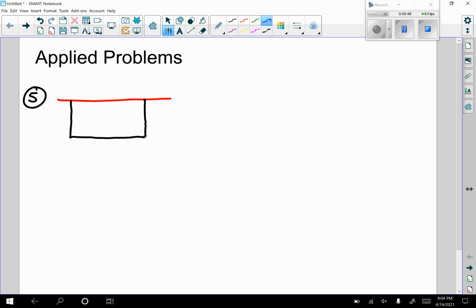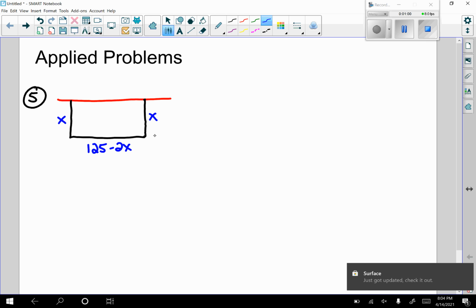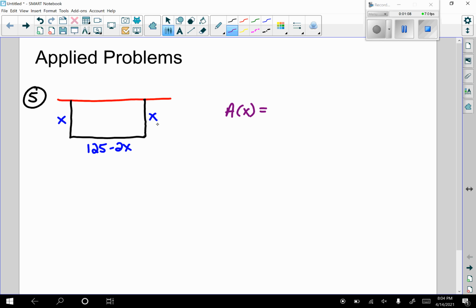So again, everything could be represented in our picture. We're going to call the two shorter equal sides x, and then this length right here is how much fencing is left. So we started with 125 and we used up 2 x's, so it's 125 minus 2x, and that says it all just in that picture. So next we want to say that area, or A of x, is going to equal length times width. So we do x times the quantity 125 minus 2x.